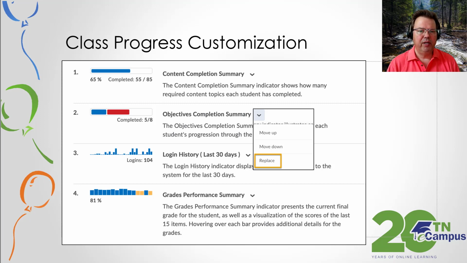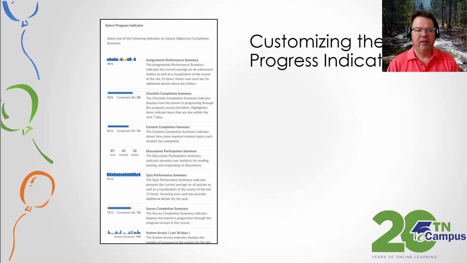Checking one of these menu arrows will open up options to either move up or down the list or to replace. Let's say, like with learning objectives, they're not widely used in T&E campus courses, so if that's not helpful to you, you could choose to replace. And when you choose replace, then all of the options become available for something else. Whatever you click on, that's what will be in the snapshot view that we were looking at previously.